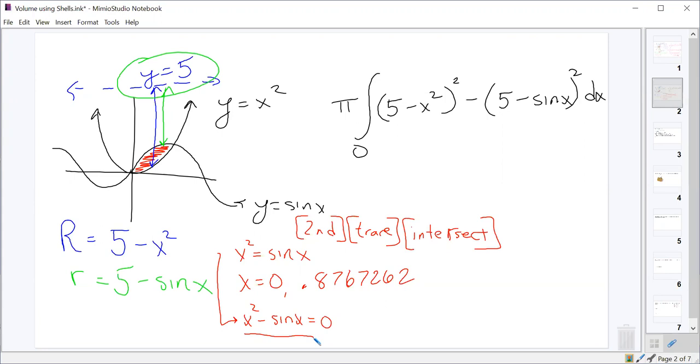And then you will hit second, and you will hit trace. And then you will choose intersect. Not intersect, but intercept this time, because it's going to find you the x intercept. And then it will say left bound, I believe. I'll give you guys a second to get to that. It says left bound once you get to second trace intercept. You can scroll down and find it.